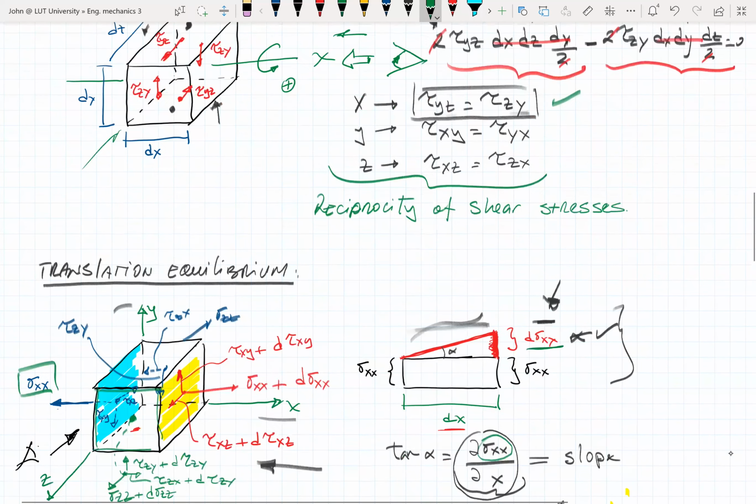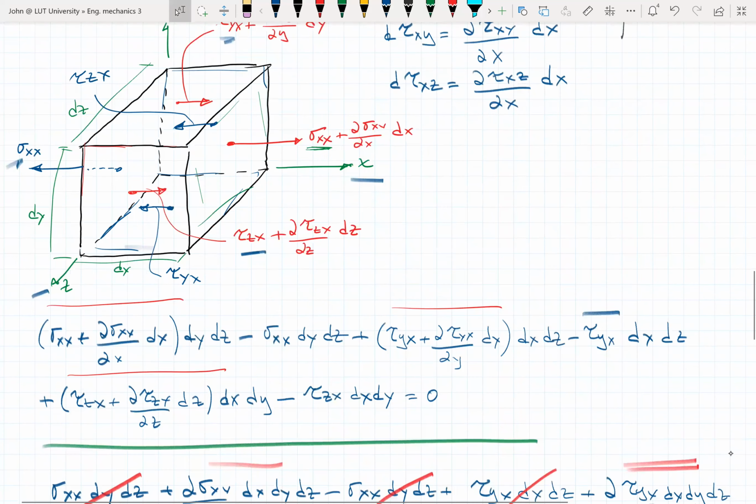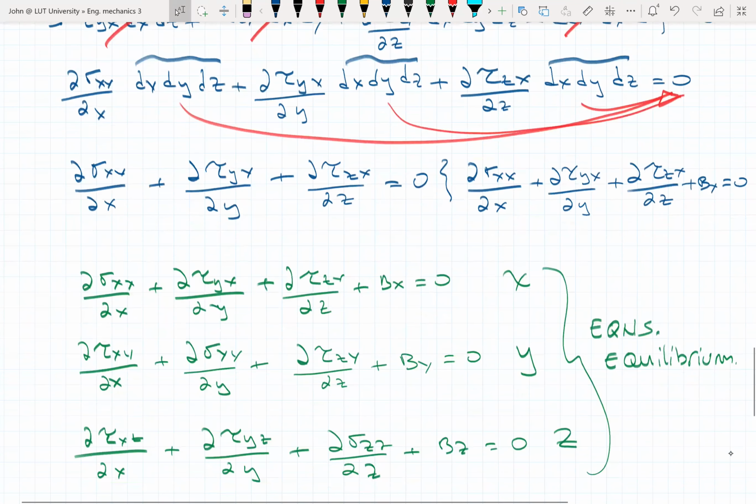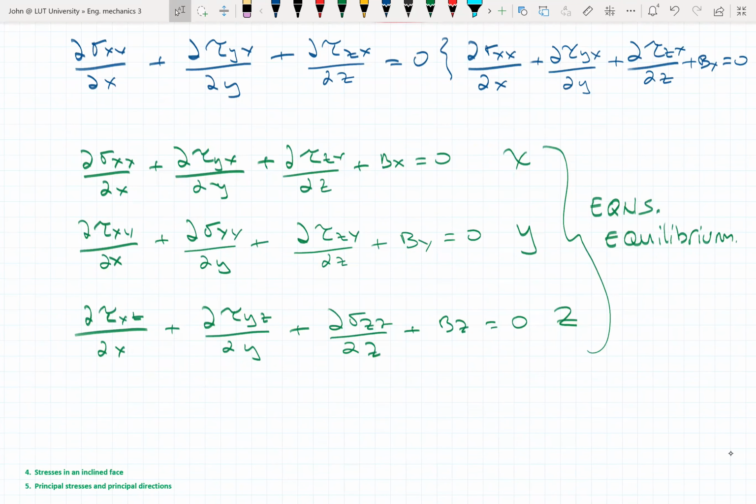And from the translation equilibrium, we get the equations of equilibrium for the cube. And this is going to allow us to determine if certain parts of the insides of the body are in equilibrium. Also, it would help us to determine, for example, what are the resultant body forces applied due to the stresses, or in the other way around, what body forces are applied so it's causing these stresses here presented.